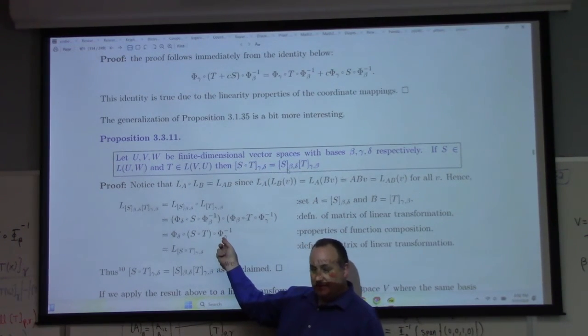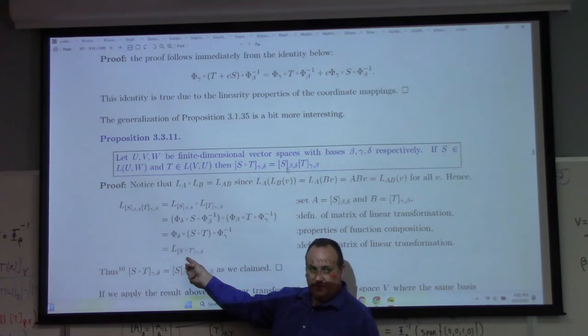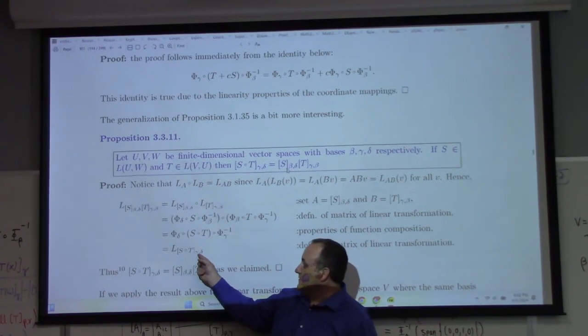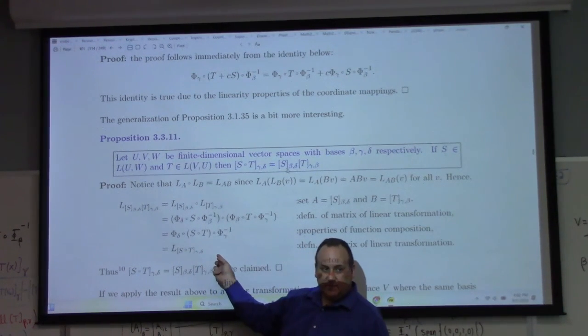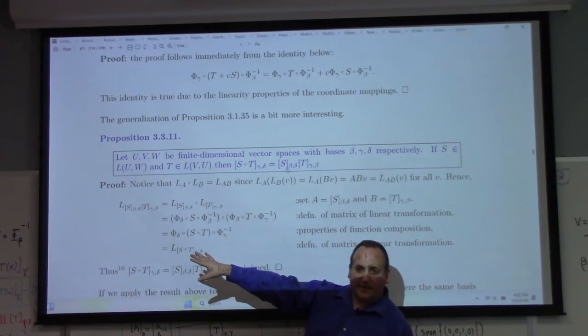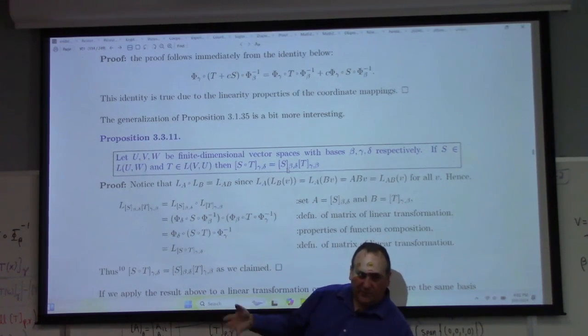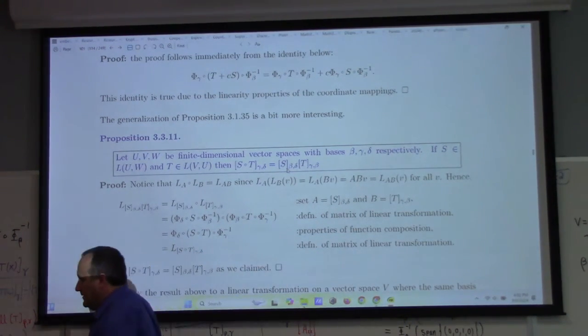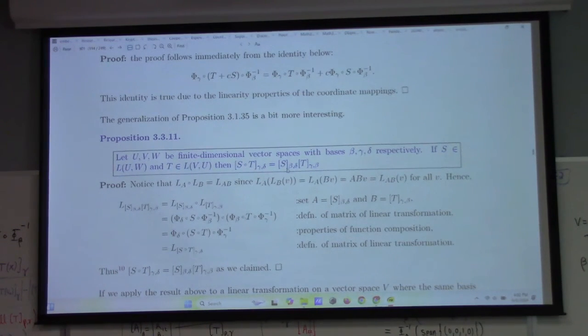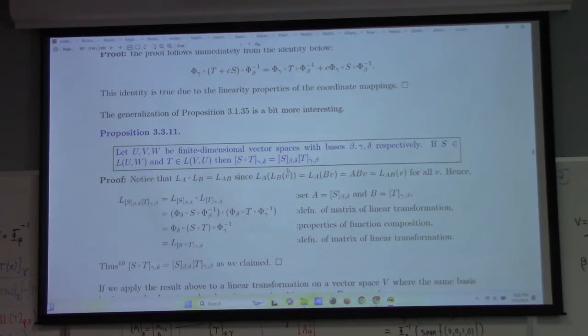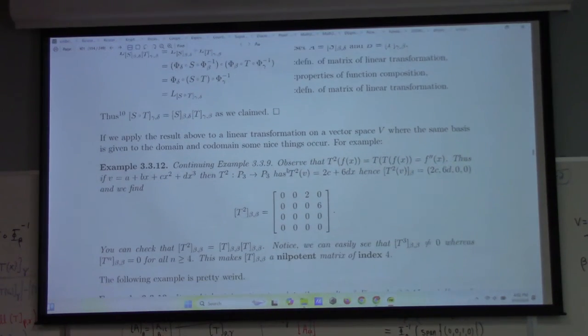But that is exactly left multiplication by the composite matrix with respect to the gamma delta basis. Once you understand the diagrammatics, all of these proofs become pretty simple. This will matter to us more after test 1, when we circle back and study coordinate change. I don't put coordinate change on test 1. Coordinate change is a tricky topic, so we'll come back to that later, but I'm just preparing you in part for that with these diagrams.